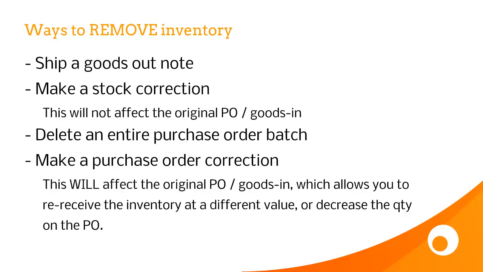Ways to remove inventory include shipping a goods out note, and sometimes we call that a shipment. We can also remove stock by making a stock correction, and a stock correction does not affect the original purchase order or goods in.